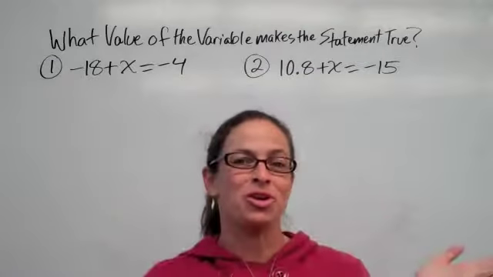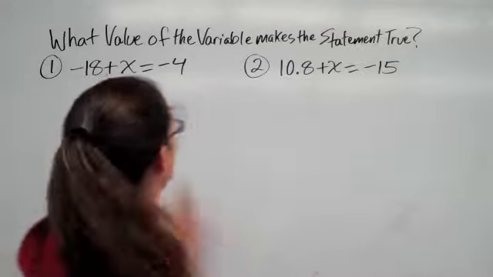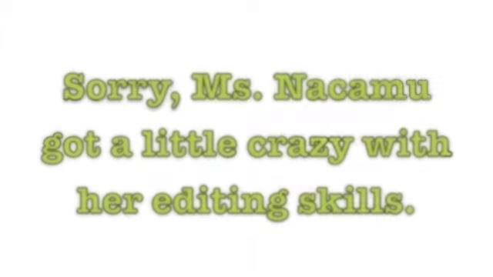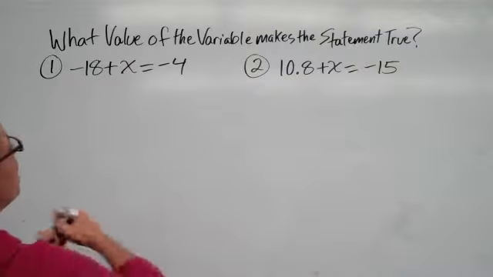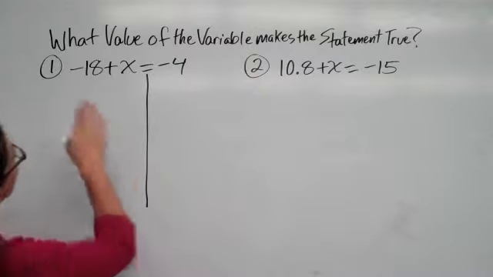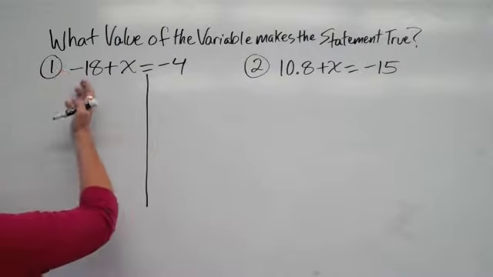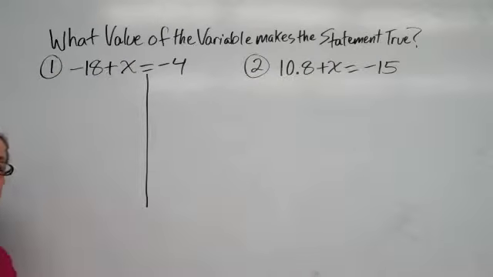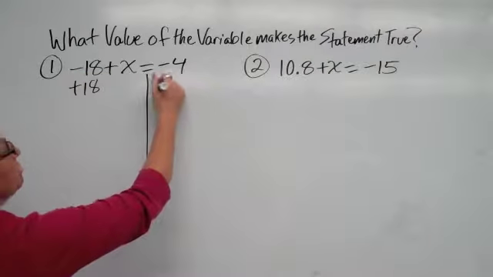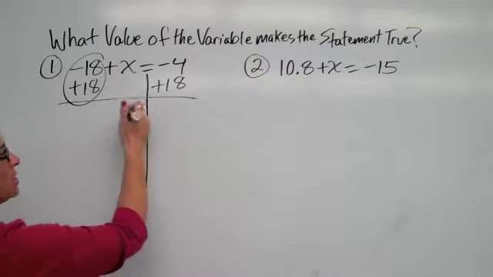So, let's try one more example. What value of the variable makes the statement true? We've got this equation. We want to build a fence so that we can get the x by itself. You have negative 18 plus x equals negative 4. What's attached to the x? The negative 18. I want to get rid of it, so I want to do the inverse of negative 18, which is plus 18. Plus 18. That makes 0. I'm left with a positive x.